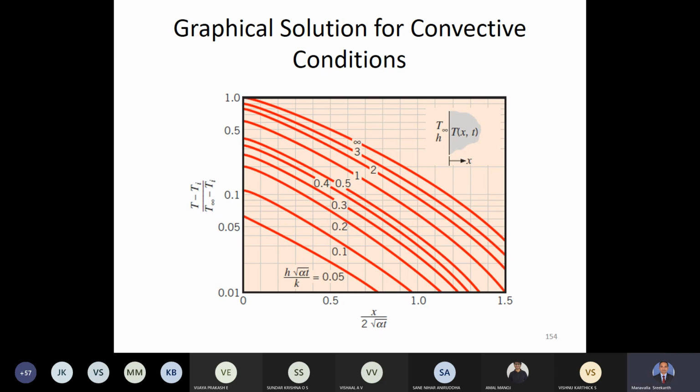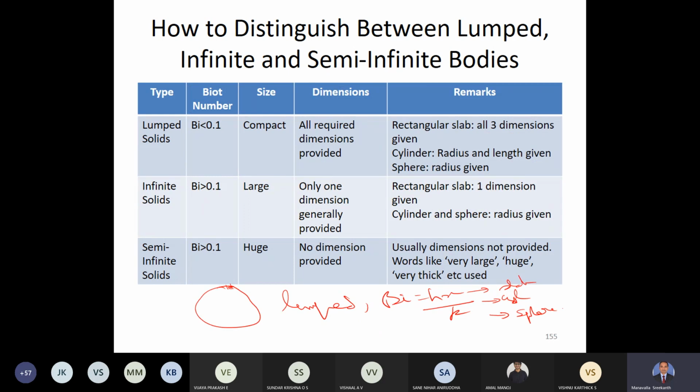Or you can also do one thing. The graph I didn't show in the slides, but it is in your data book. Turn to page number 70. Page number 70, there's another chart where the location x is known and temperature is known, to find the time.